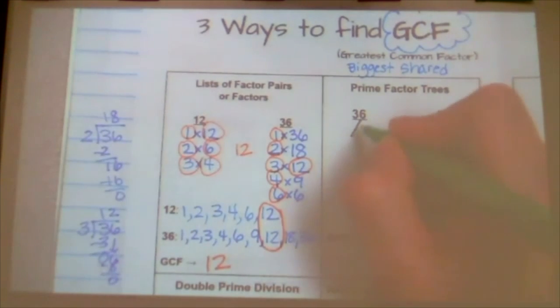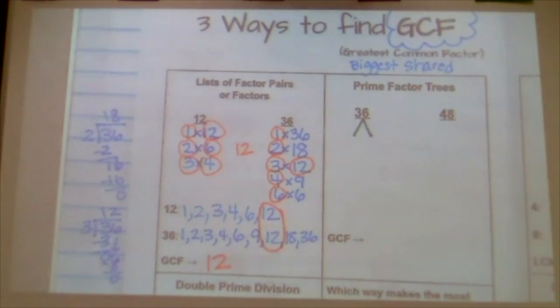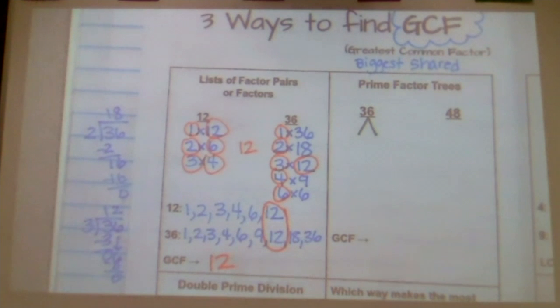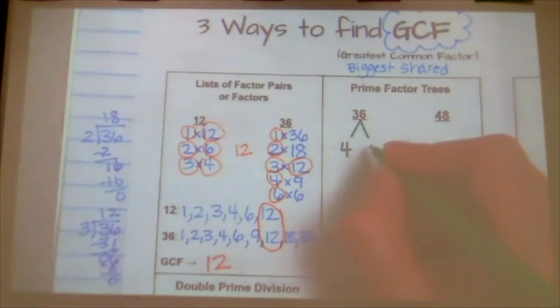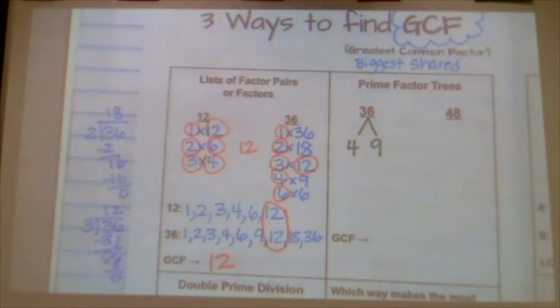So I'm going to draw 2 branches off of 36. Now I need to think of any factor pair for 36. If the only thing you can think of is 4 times 9, that's what you might write. Everyone's trees might look different if they choose different factors, but all of our final prime branches will agree if we've done our math correctly.